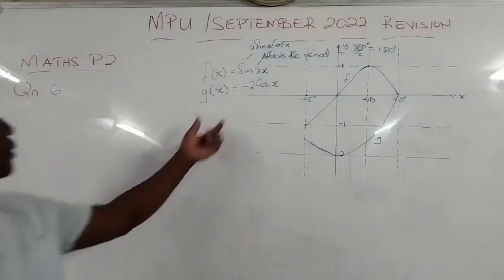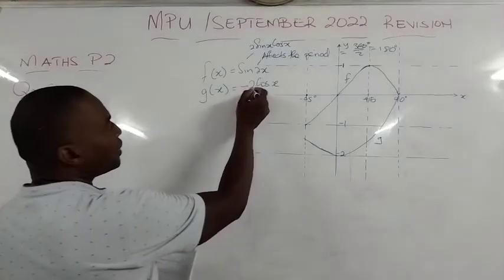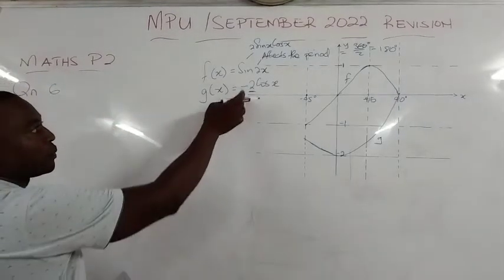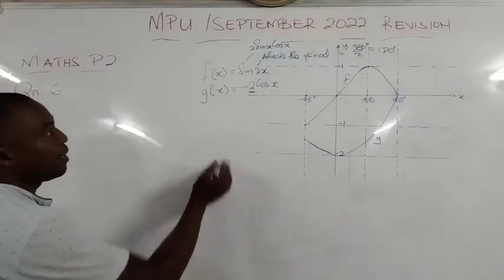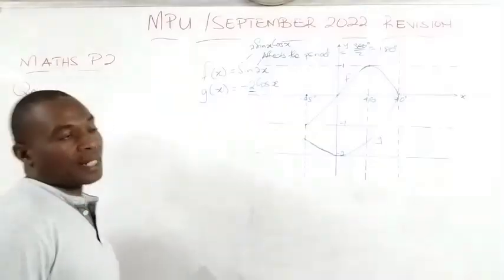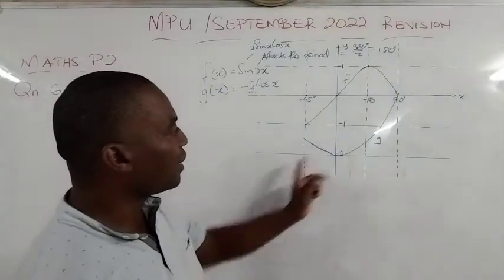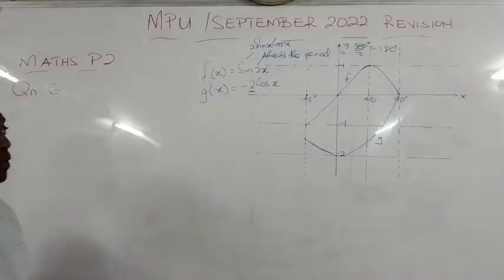And then looking at g of x, you can see that the amplitude of g of x is 2, and g of x is a reflection along the x-axis of the graph of 2 cos x. That's why you should be able to read this correctly just by looking at the function. Alright, let's look at the questions.